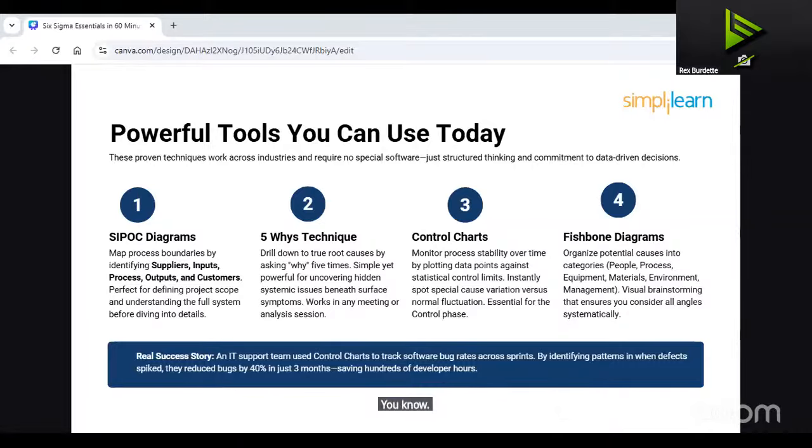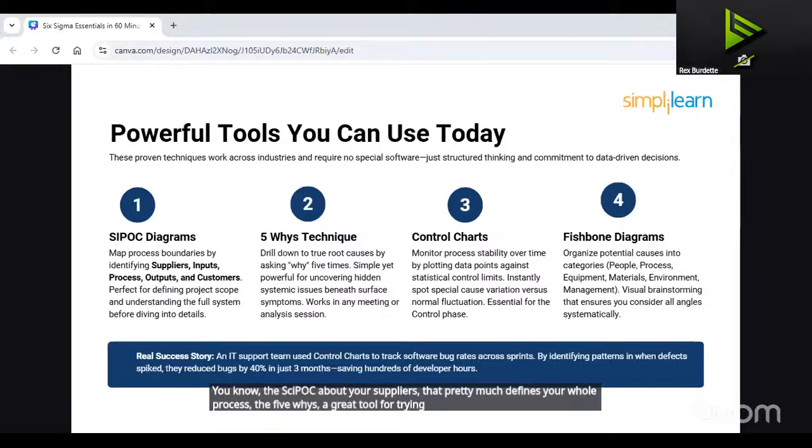The SIPOC about your suppliers, that pretty much defines your whole process. The 5 whys, a great tool for trying to get down deeper into what happened that you can take action on, and control charts for monitoring the stability, and fishbone diagrams for helping people to visualize. They have a real success story here at the bottom.